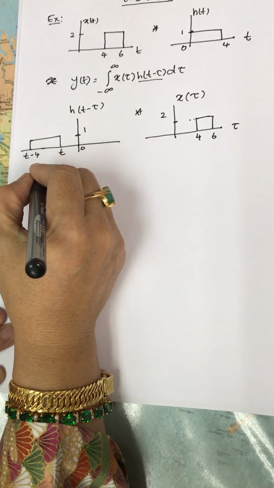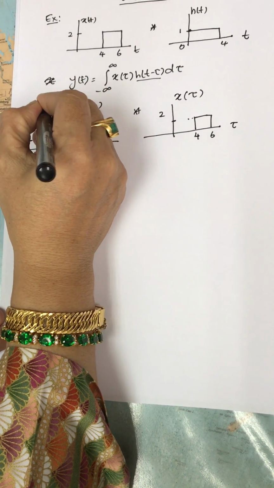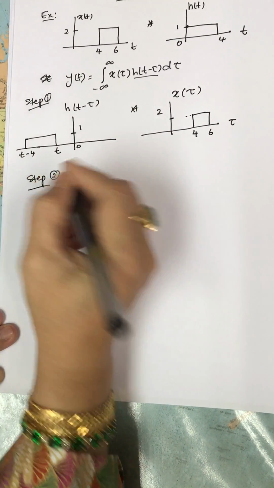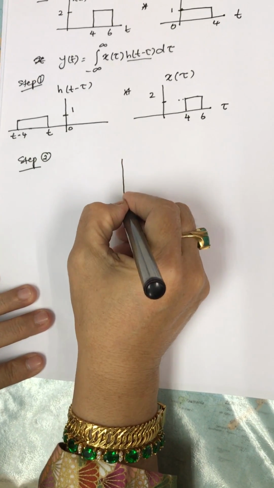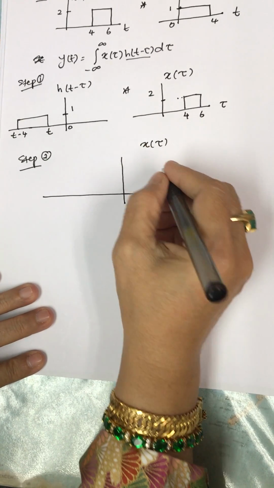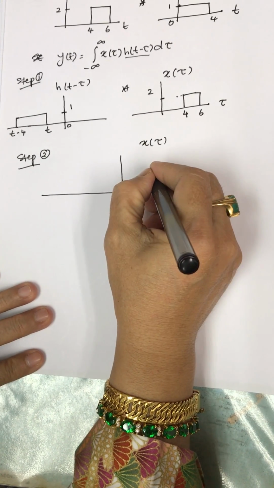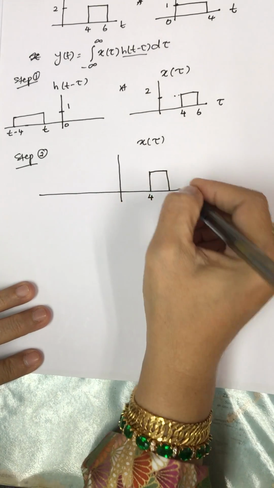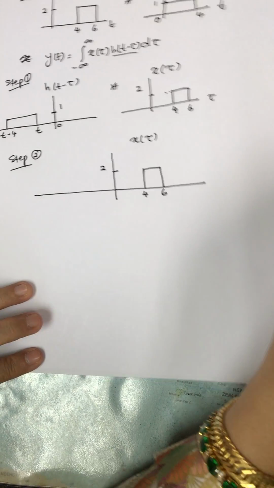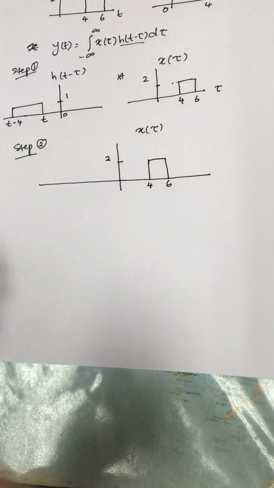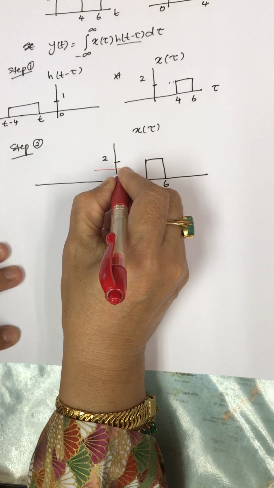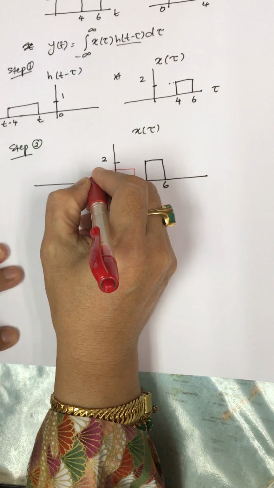Okay, so if we call this step number 1, the next step, step number 2, we are going to draw the overlapping of the two signals. So you maintain x of tau. X of tau does not change. X of tau is maintained from tau goes from 4 to 6. But the one that you change is h of t minus tau. So now you slowly shift h of t minus tau just before it overlaps.